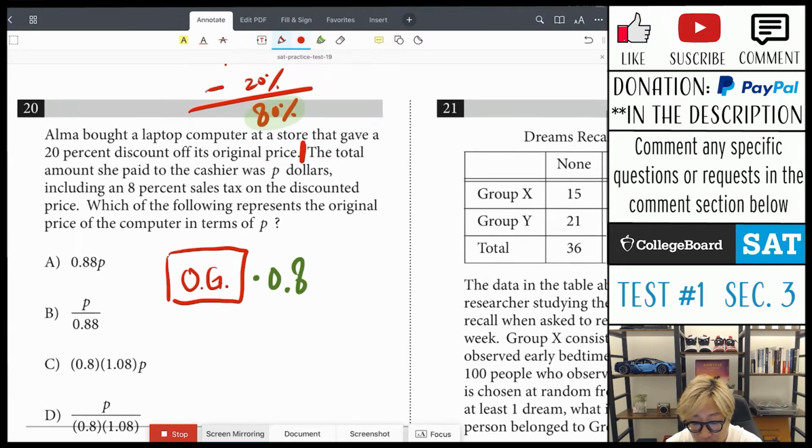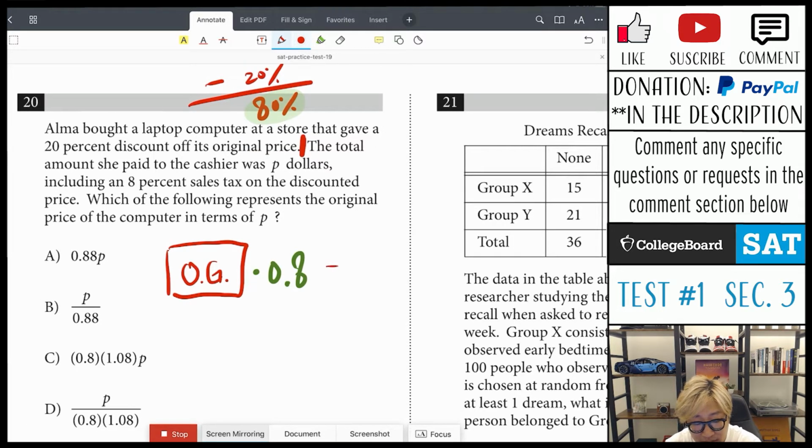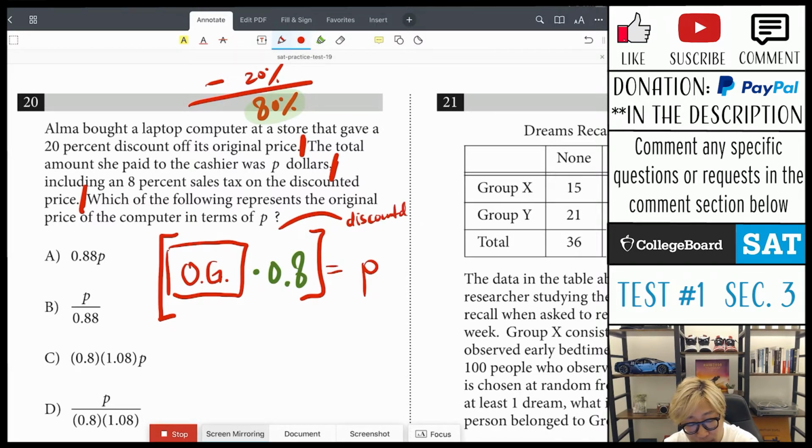Now, the total amount she paid to the cashier was P dollars. So this was P, including an 8% sales tax on the discounted price. First of all, this right here is our discounted price. So that's the discounted price, and what do we have to do? Gotta pay that sales tax.